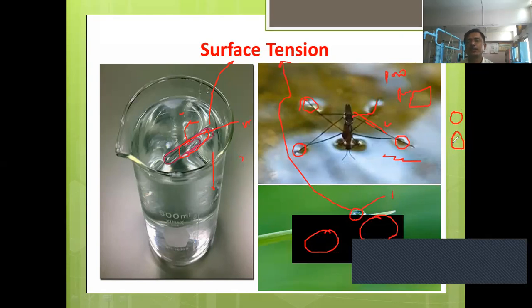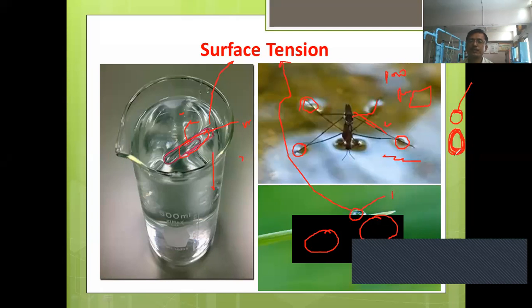Somewhat they are elliptical or such kind of shape you might be observing. So the doubt might arise in your mind that you are saying it is spherical, but the actual shape is not spherical. It is somewhat ellipsoid type.